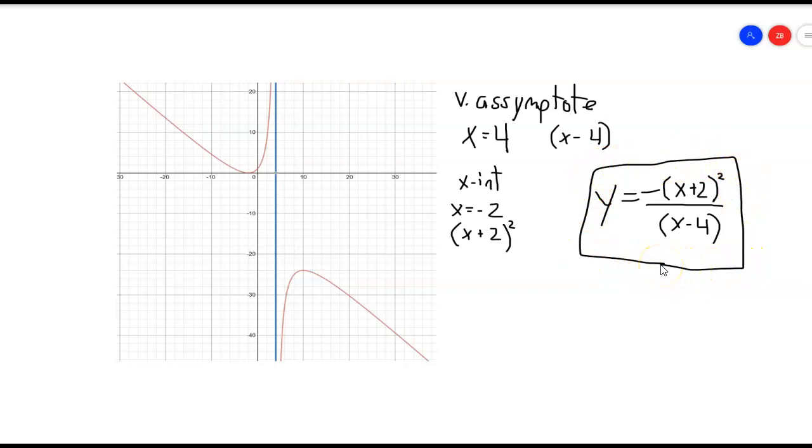What I'm trying to do is just get the general shape, make sure I got the x-intercepts, the y-intercepts, the vertical asymptotes, horizontal asymptotes, everything looking correct, and yeah, it doesn't look too bad.